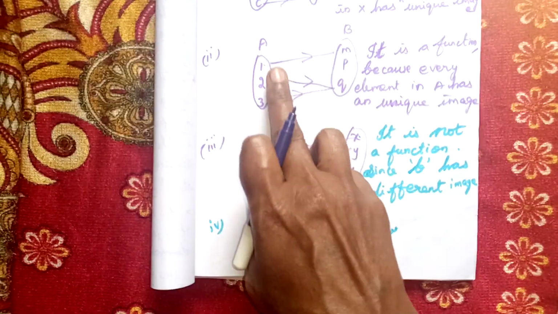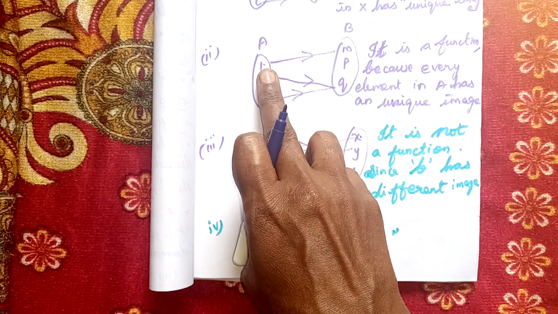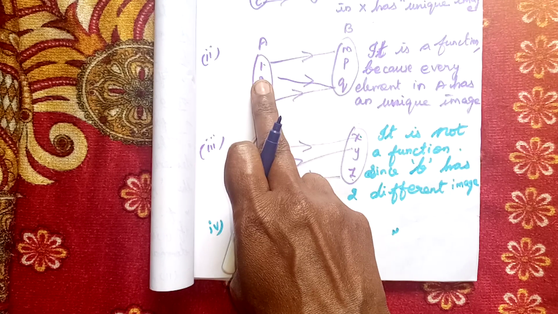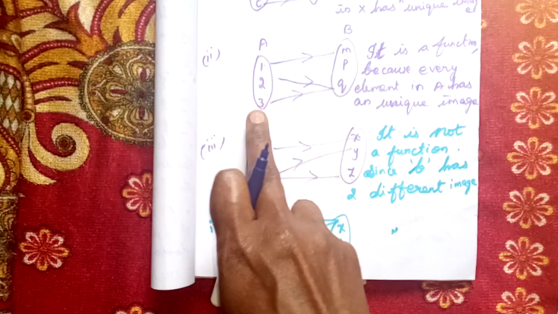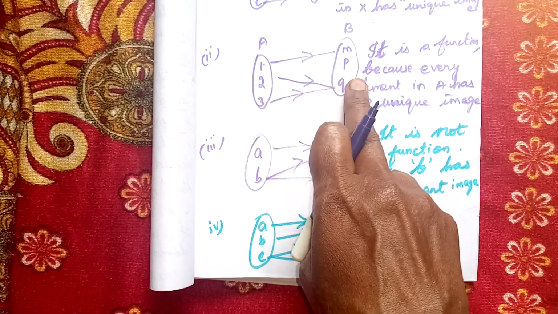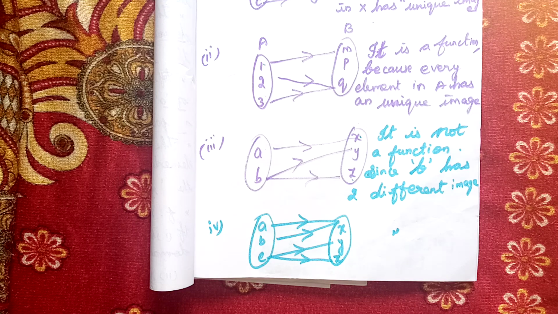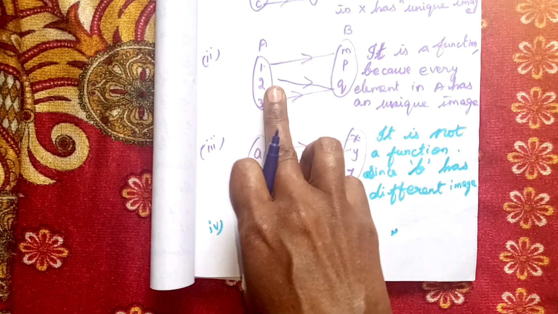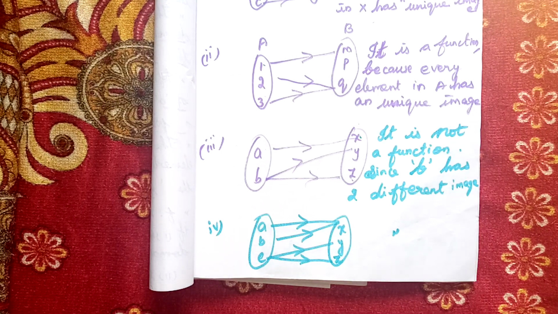Here also each element has an image. 1 has the image M, 2 has the image Q, 3 has the image Q. Therefore, it is a function. Each element in X has a unique image.